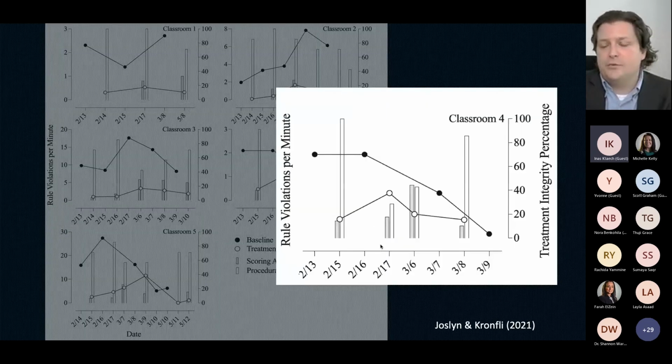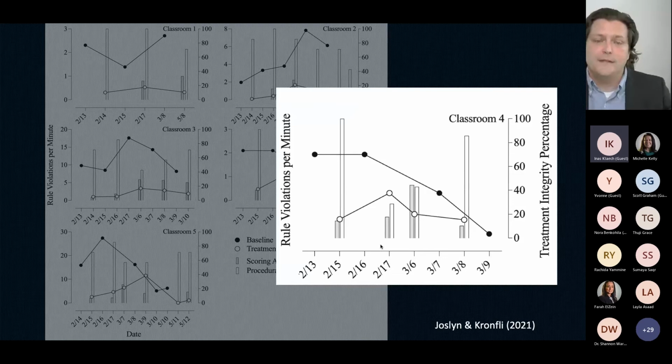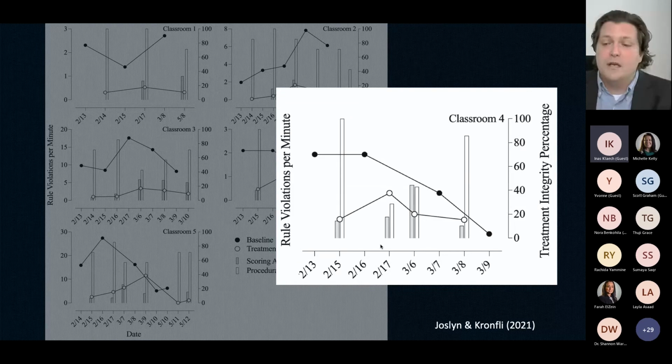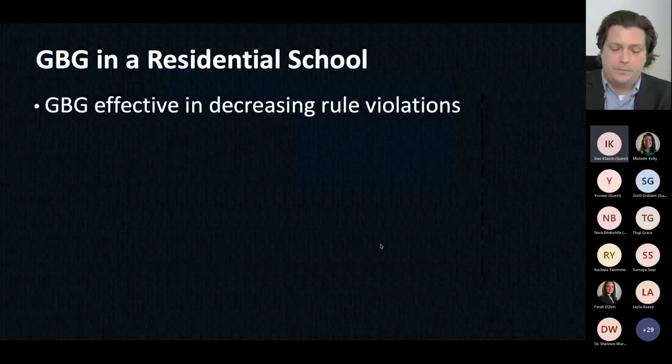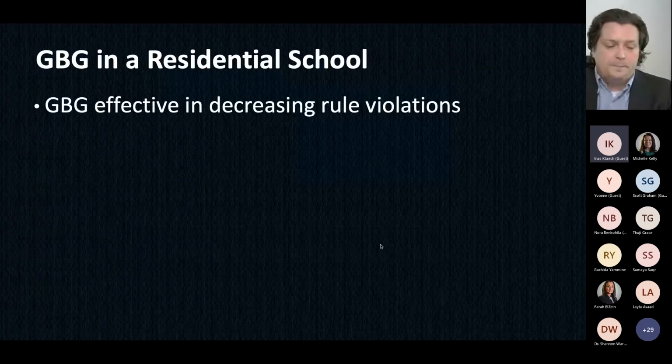In 2 of the classrooms, we saw this interesting outcome where the baseline went down over the course of the study, which is not great for demonstrating experimental control or showing that the good behavior game was responsible for the effects, but clinically it was a desirable outcome because at the end of the day, there was very low problem behavior in these classrooms. So the good behavior game was effective in decreasing rule violations in these classrooms.